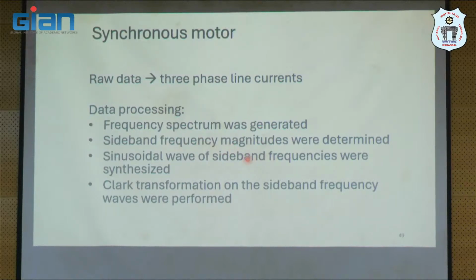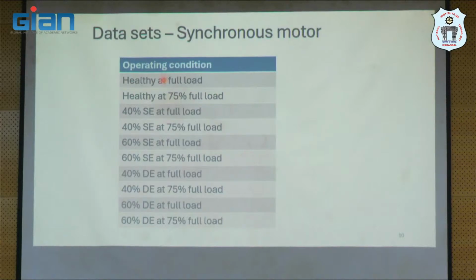So initially I had line current comprising different harmonics. I did a frequency spectrum, identified the magnitude of certain harmonics, and just for those harmonics I did an inverse frequency transformation to get back the time waveform. So now I have the time waveform of certain frequency components only. Then I did an alpha-beta transformation of those time-domain components. And then these are the data sets. There are 10 data sets.